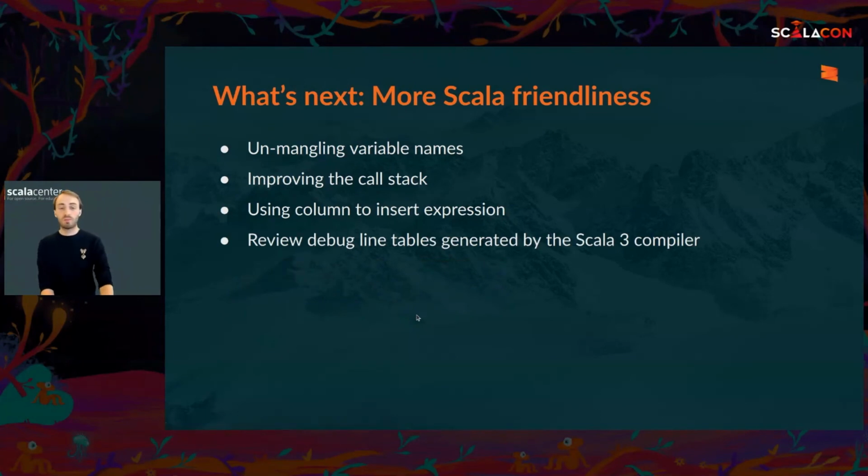And the last thing that would be very, very good to do is to review all the debug line tables generated by the Scala 3 compiler. Most of the time they are really good, but sometimes the Scala 3 compiler generates some really weird debug lines, and it's really hard to understand where you are in the program on those debug lines.